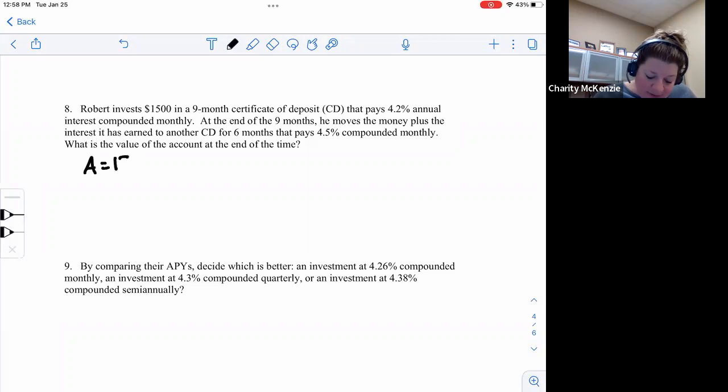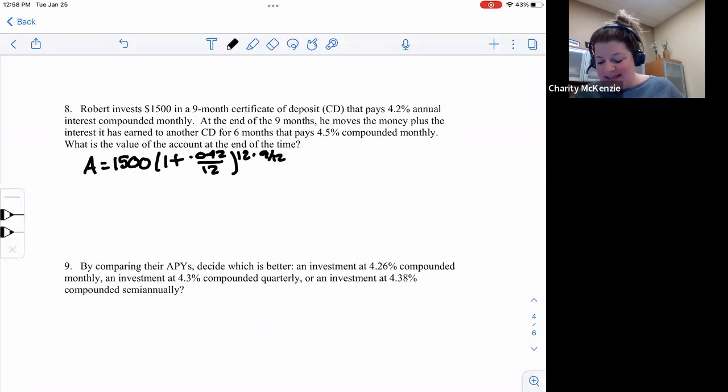I don't have a ton of room, so I'm just going to write the formula. It is 1 plus 0.042 divided by monthly, so 12, to the 12 times. We have to use a fraction, 9/12, because it's not a full year, right? 9/12 is how many months, and 9/12 times 12 is 9, so that's a little bit easier.